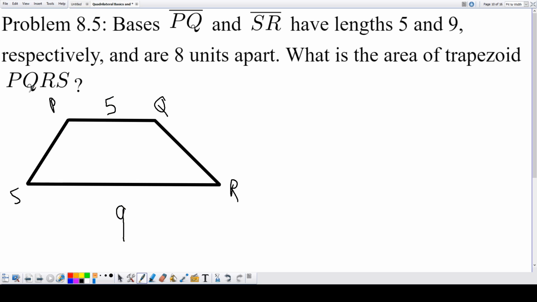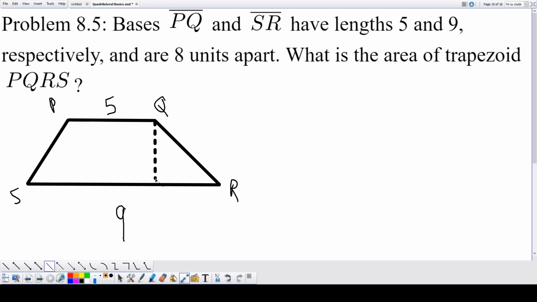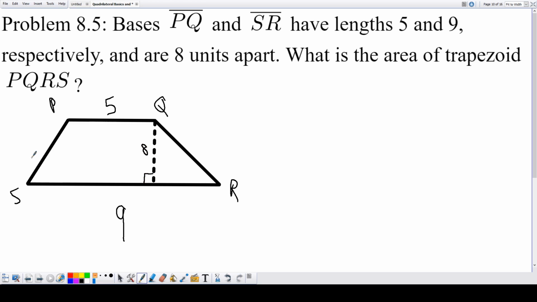Now it says the distance between PQ and SR is 8. So that means going from one line to the other has a length of 8. Well, that looks an awful lot like an altitude. And an altitude should remind us of the area of a triangle.